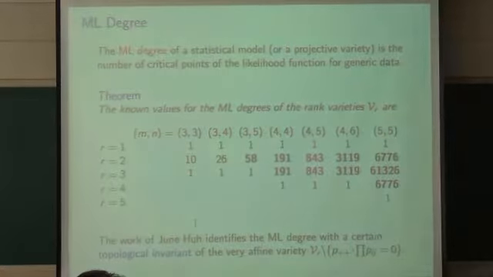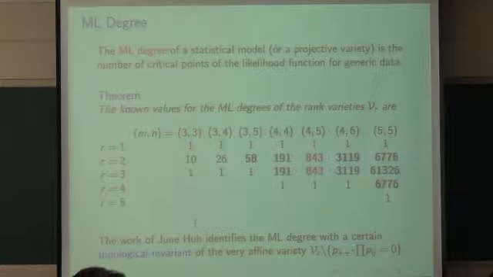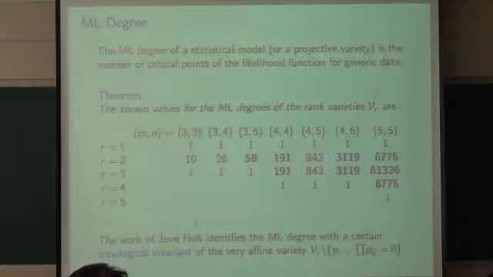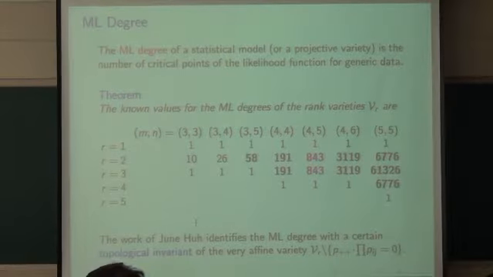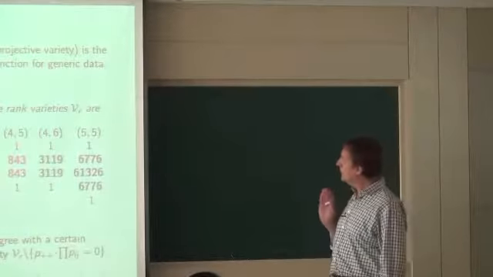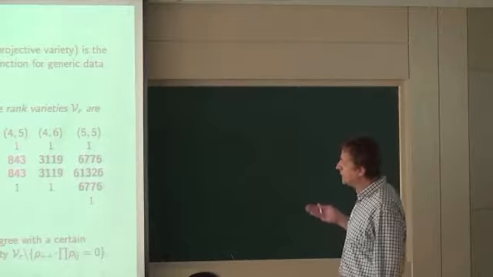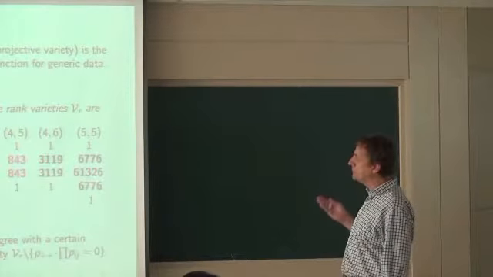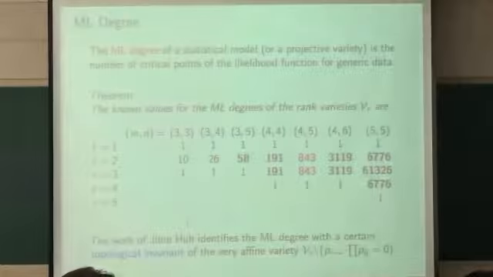Now the ML degree, by definition, of a statistical model is the number of critical points of the likelihood function for generic data. So if I pick my data table U at random, if it's generic enough, then the number of critical points will be finite. It will be some fixed finite number of complex critical points. I'm going to be interested in this number.